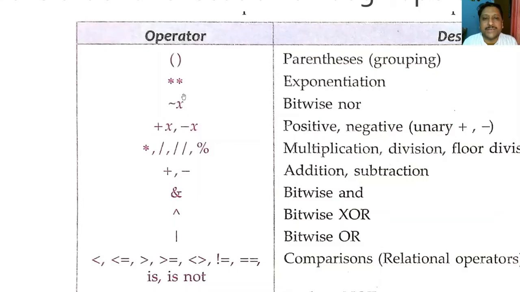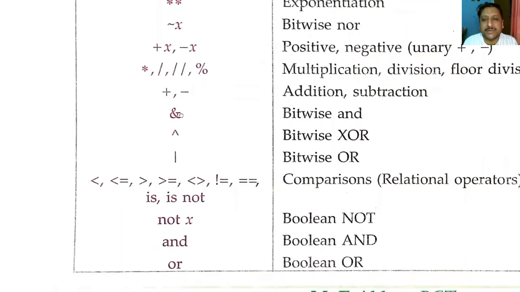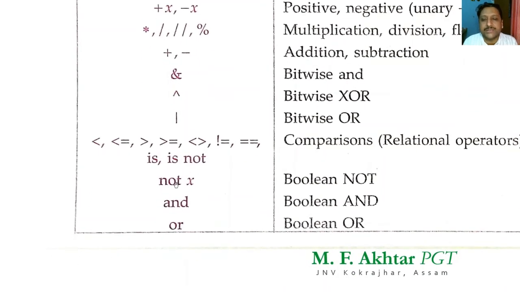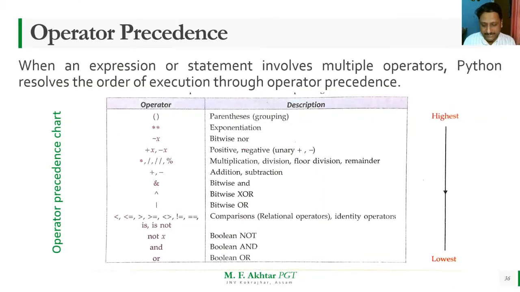Next is exponentiation, and some other operators are like this. See, logical operators are given the lowest priority, so they will be evaluated last. Before logical operators there are relational operators. So like this it will work. If a relational operator and a logical operator are both there, the relational operator will be evaluated first, and then the logical operator will work. This is the operator precedence chart.